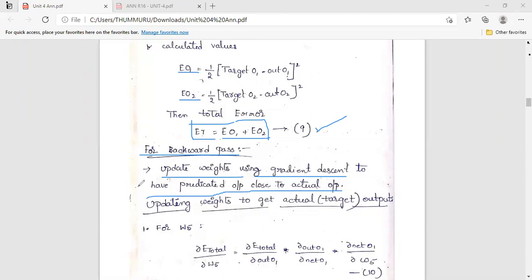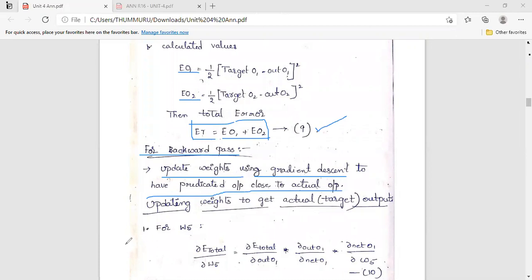Now we are going to update the weights using a gradient descent technique. Gradient descent technique means here we are going to apply a single mechanism multiple number of times on the network until we get the expected outcome or reduce the error rate from that network. Clear?